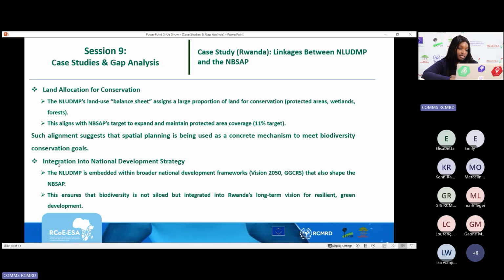The next one is integration into national development strategy. The National Land Use Development Master Plan has been able to embed broader national development frameworks such as Vision 2050 and the one on climate resilience that has also been used to shape the NBSAP. This is ensuring that biodiversity is not one-sided, that it is not one document that is spearheading the biodiversity talk. It is also in other long-term development plans and strategies.